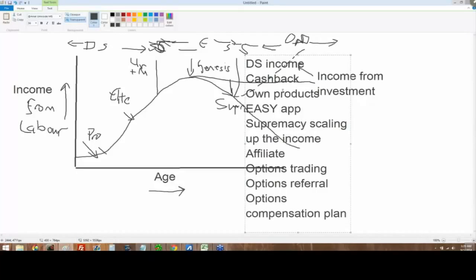So what we're doing here is basically we're going to have options kick in, which is going to be your investment income at this point. Okay, it's going to be your constantly growing income from trading and a second affiliate income stream as well. And just to tease you guys, I'm letting you know that this is not the end of it. There is more beyond that we will probably announce next year around this time as well.